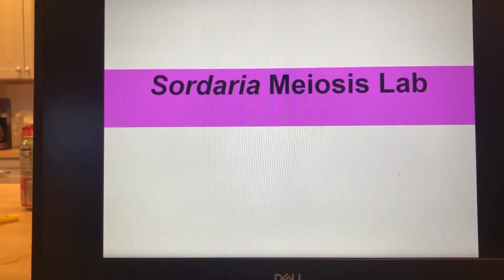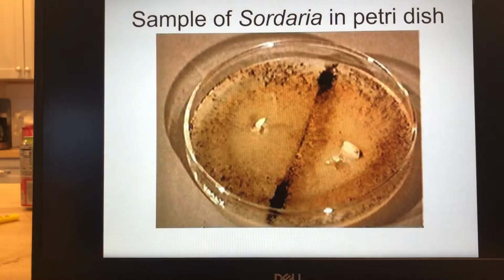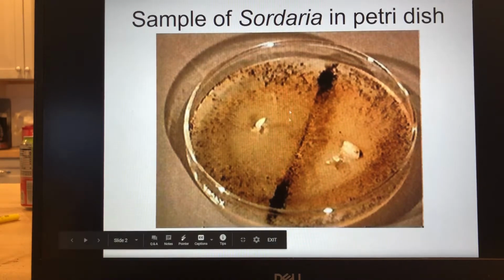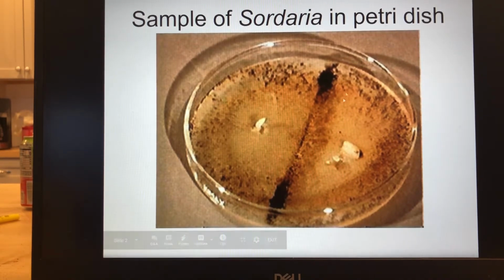So Sordaria is a type of fungus that is in a lot of animals, and it's different than humans in that its primary existence is in the haploid stage. A lot of times we think of life according to us, and in our world, we think of everything as the primary life stage being diploid. However, Sordaria, the primary life stage is a haploid. So this shows you right here, this is Sordaria spores in a petri dish.